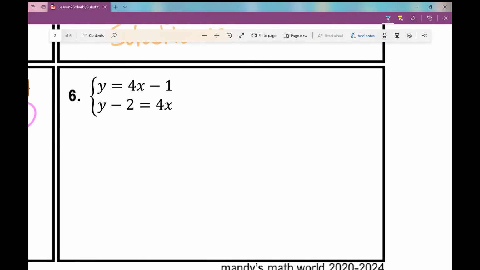Number 6. Okay, y equals 4x minus 1, and then y minus 2 equals 4x. We've already got one equation with a variable already all by itself on one side of the equal sign. Awesome, first step is done. If y equals 4x minus 1, anywhere I see y, I can replace it with 4x minus 1.